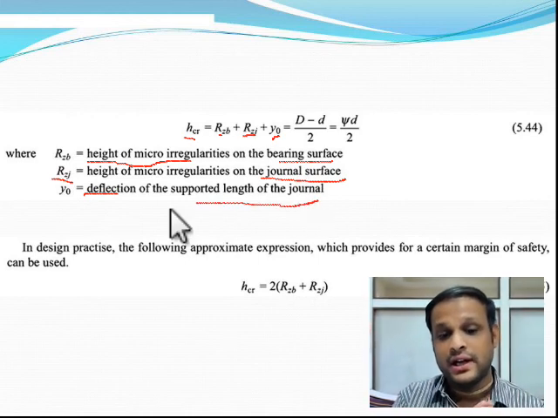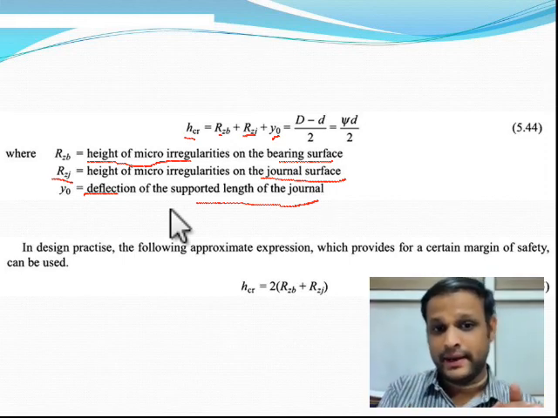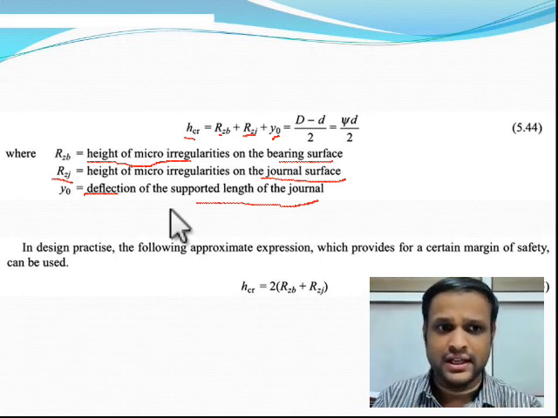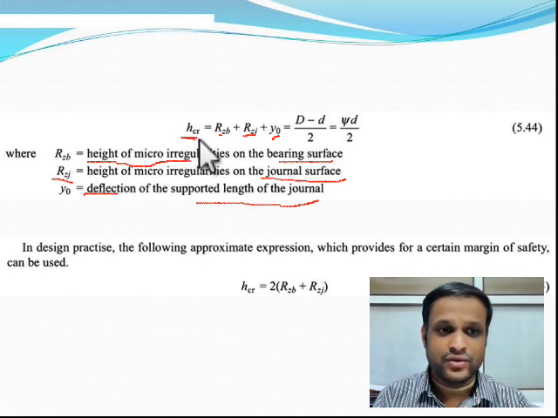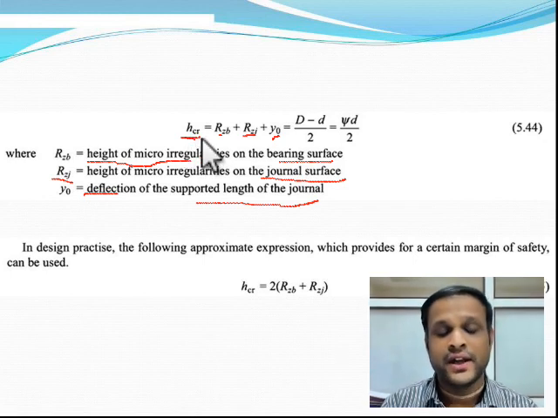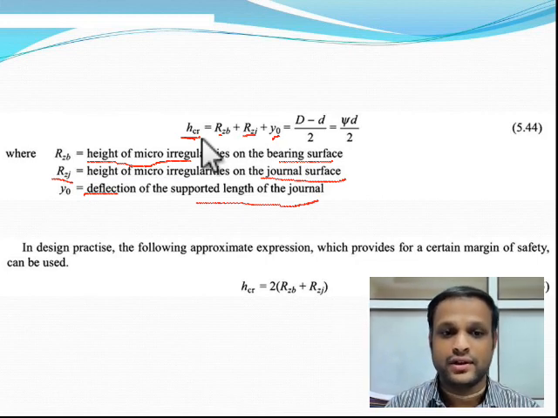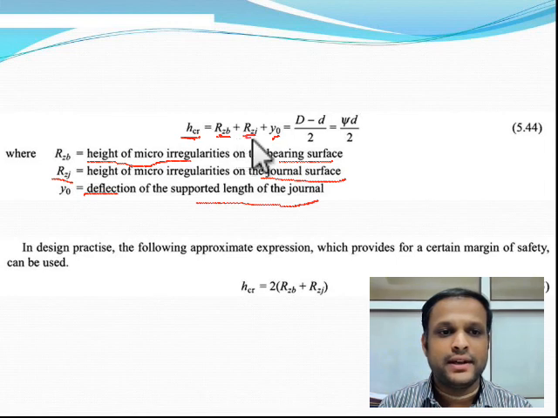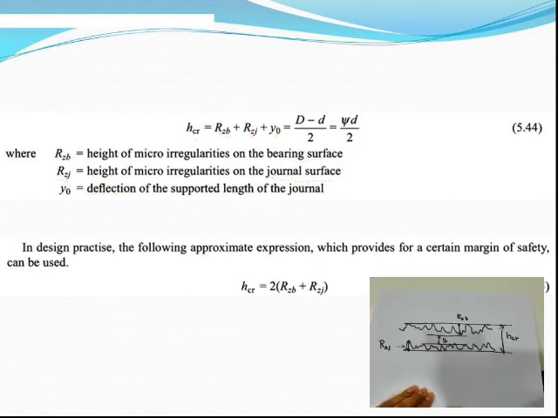So this deflection is also considered, and because of this deflection, it should not happen that the journal in the bearing or the journal in the sleeve are touching each other. So a summation of these three contributes to HCR. And if the actual film thickness is greater than HCR, then obviously we will have a complete liquid friction regime. Now let us try to understand what are RZB and RZJ with the help of a graphical illustration.